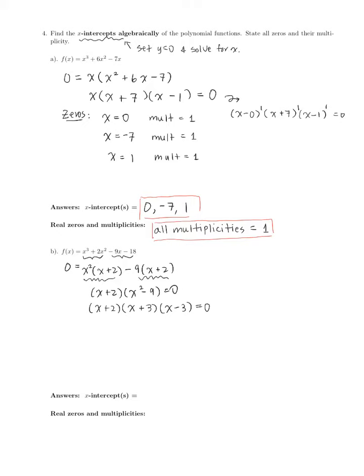All right, so it looks like zeros are going to be x equals negative 2, x equals negative 3, x equals 3, and how boring, multiplicity of all of it is going to be 1 again. All right, so let me just write x-intercepts are negative 2, negative 3, and 3. Same thing as the zeros. And real zeros and multiplicities, I'm just going to write all multiplicity is going to be 1. Sorry for the boring problem. And here it is.